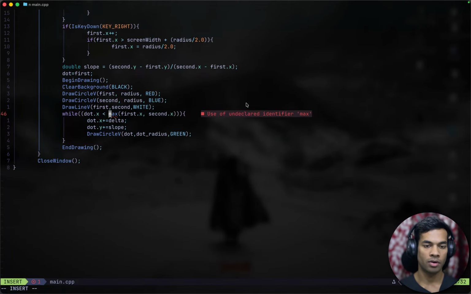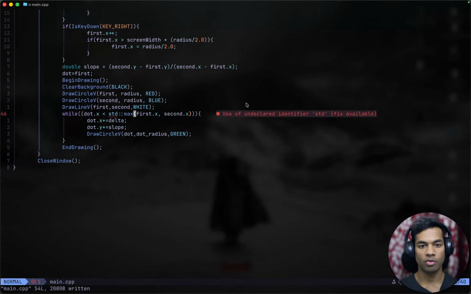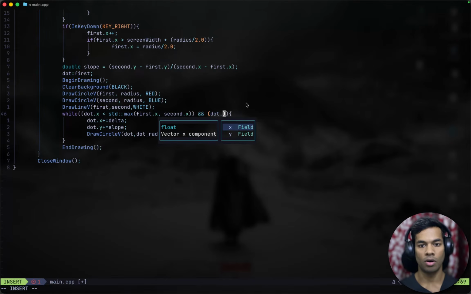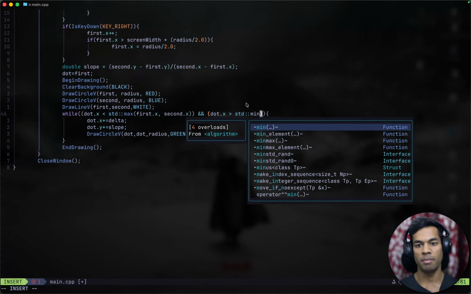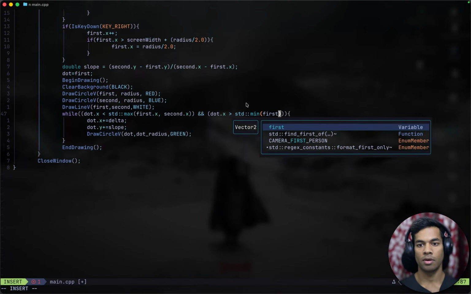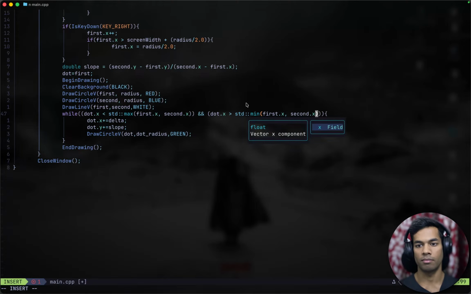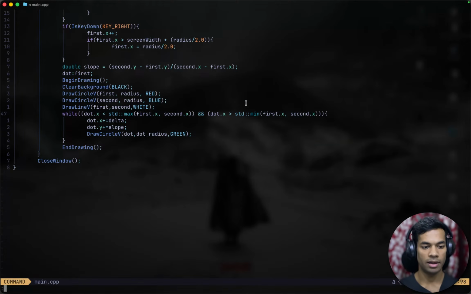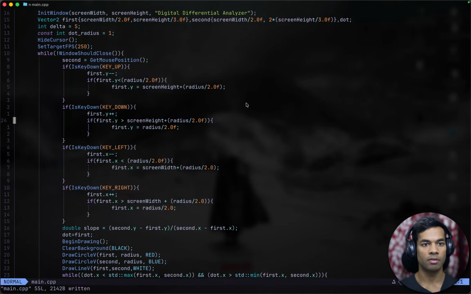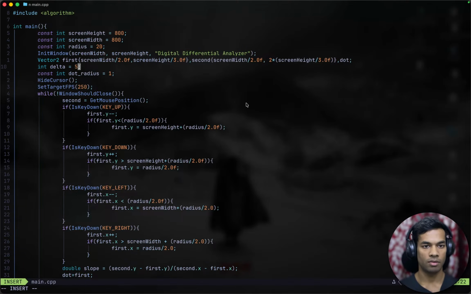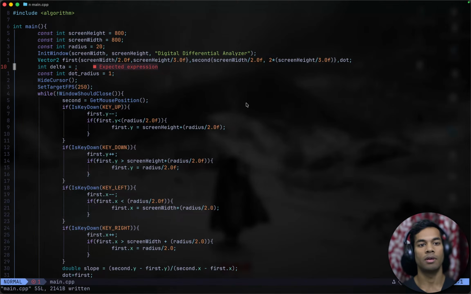This dot has to be within the range, and dot dot x is greater than std minimum of first dot x and second dot x. While that is the case, do this and let's change shape. Okay, that makes sense.